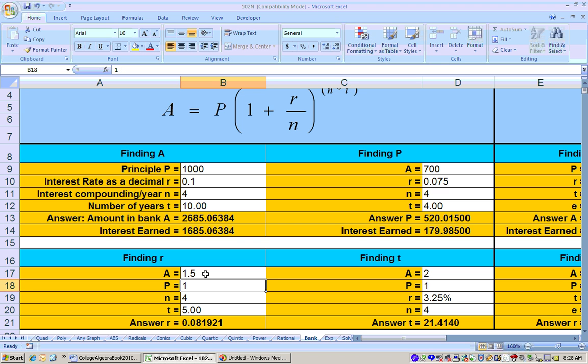So whatever you type in for P, make A 50% more than that, or multiply it by 1.5. Now on this particular problem, it says it's compounded annually, so your N is 1, and we want that to happen in 5 years. So make your T 5, and we get 0.0844.